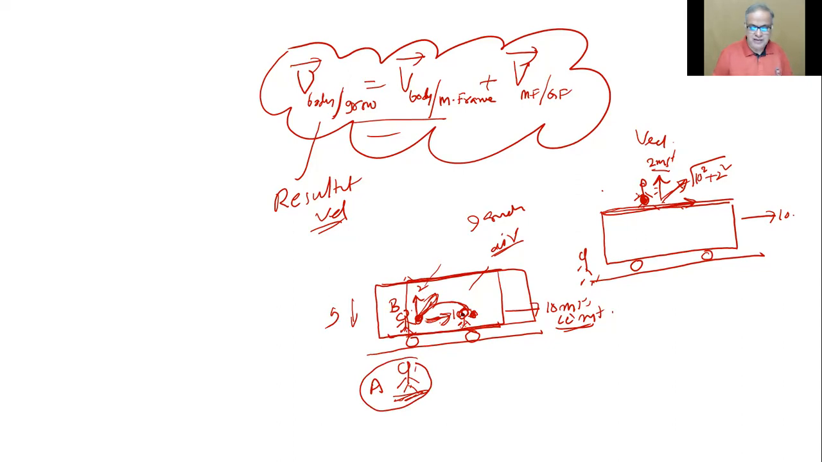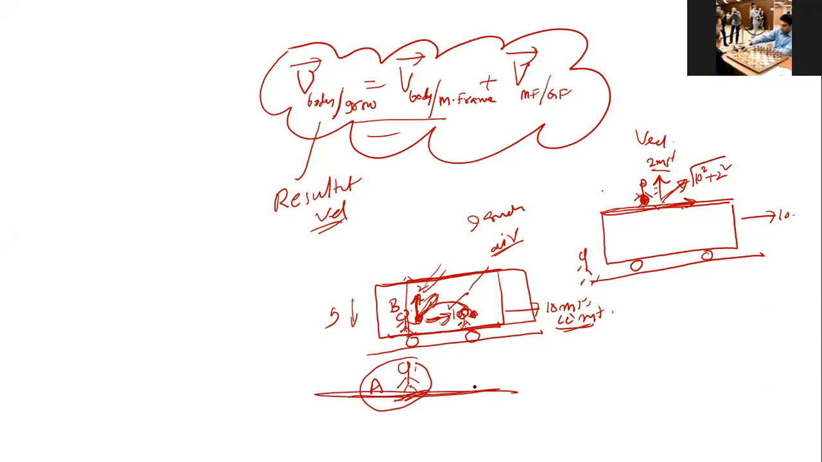For A, it is having two velocities: this velocity and this velocity. Whereas for B, it has got only this velocity. So what is the resultant velocity now? It is the velocity as watched from the ground frame, or fixed frame, to make it even more general. That is the resultant of what? Velocity relative to the moving frame.